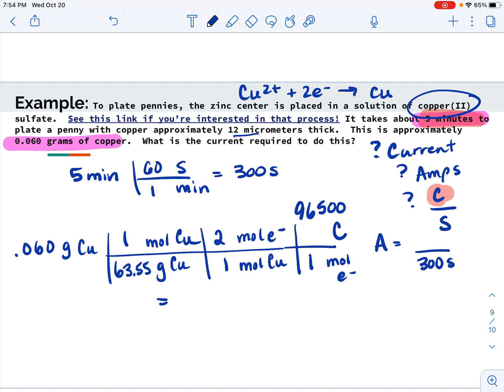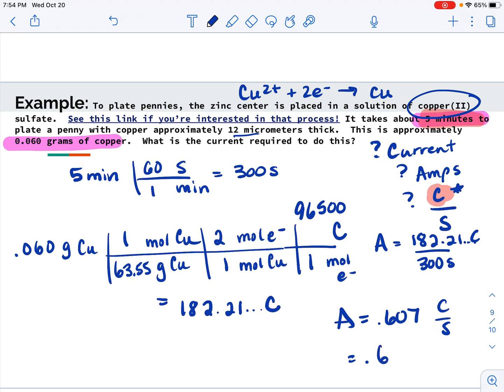And when I get my answer to this, then I'm going to plug it in here for my coulombs. So I solve for this in my calculator. I get 182.21 bunches of numbers. I have only 1 sig fig coulombs. So I'm going to just use my calculator and plug that in as 182.21, whatever that answer is, coulombs divided by 300 seconds. So the current that it requires to do this is 0.607 amps or coulombs per second, and rounded to 1 sig fig is 0.6 amps. So the current required in about 5 minutes to plate a single penny would be a current of 0.6 amps.